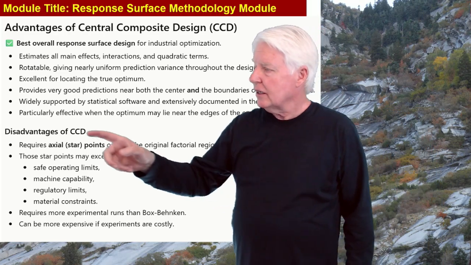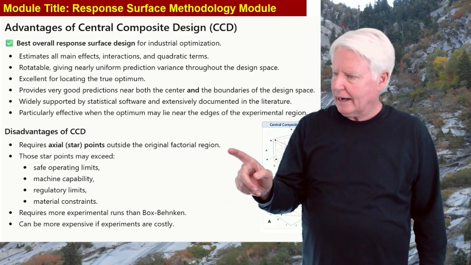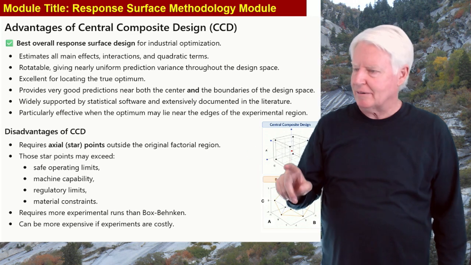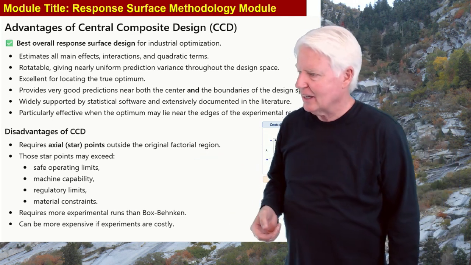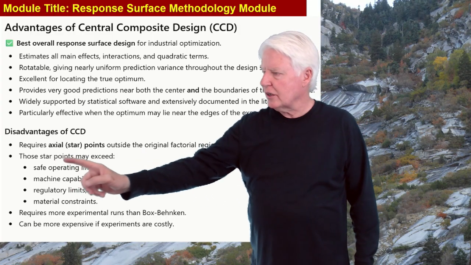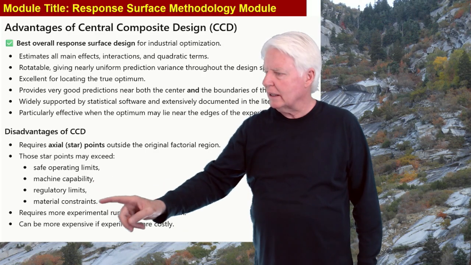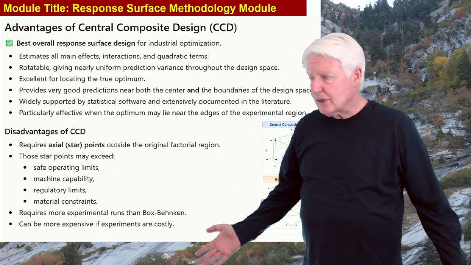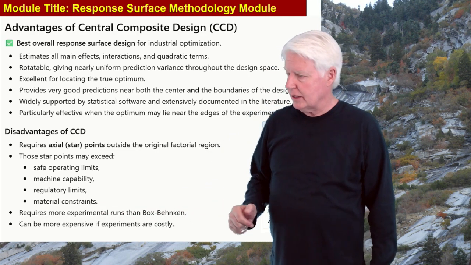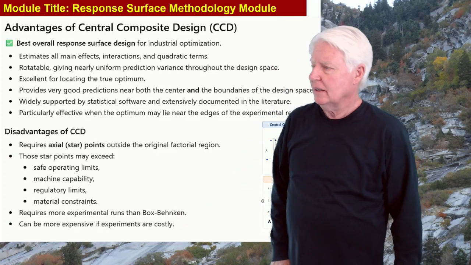We've already mentioned that. Disadvantages of CCD: requires axial star points outside the original factorial region. So if you have problems testing at the corner points, you don't want to go out even further. So that's a disadvantage. Those star points may exceed safe operating limits, machine capability, regulatory limits, or material constraints. So those are things you need to worry about with this one. Requires more experimental runs than Box Behnken. Can be more expensive if experiments are costly, obviously.